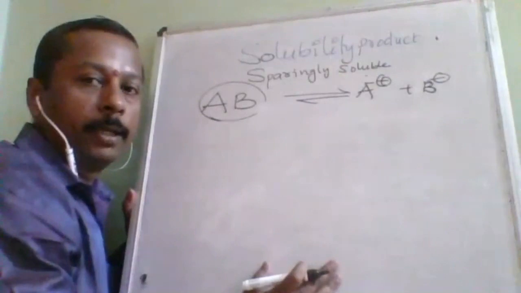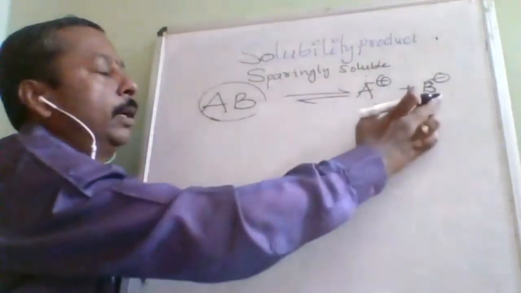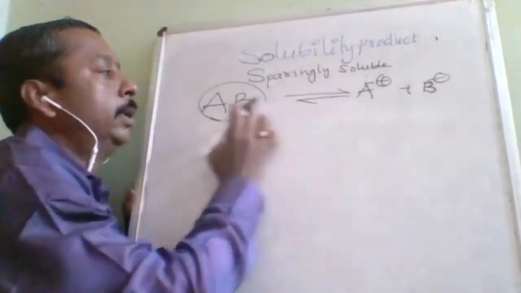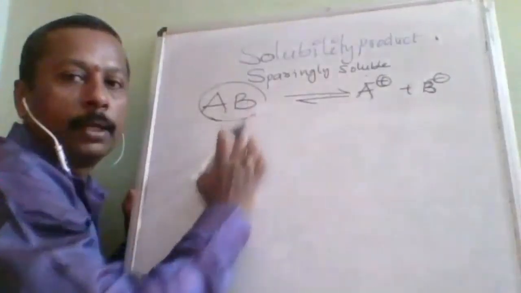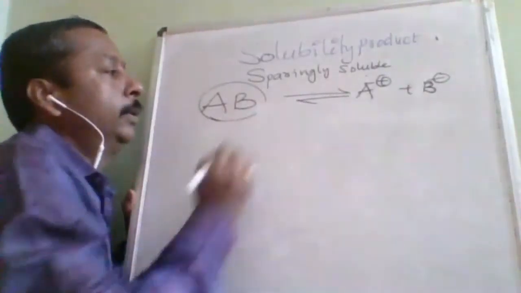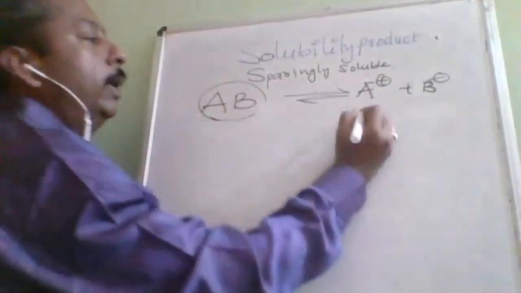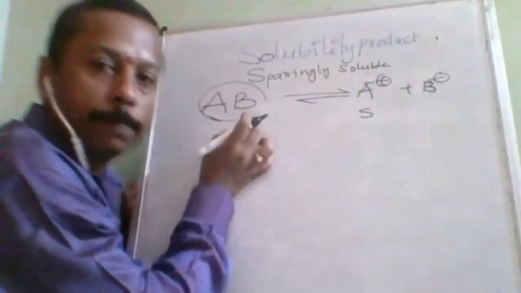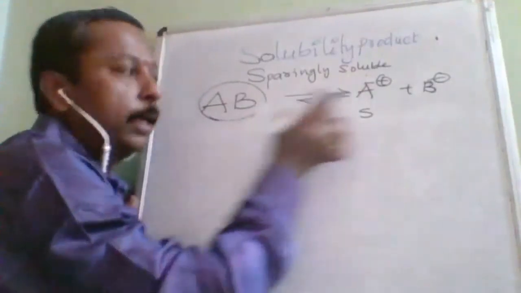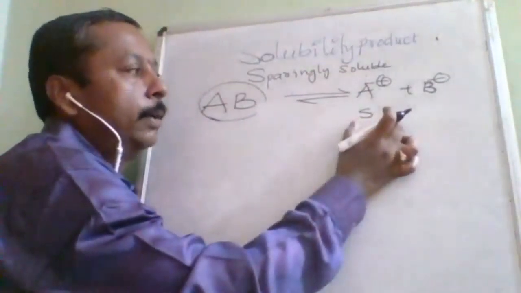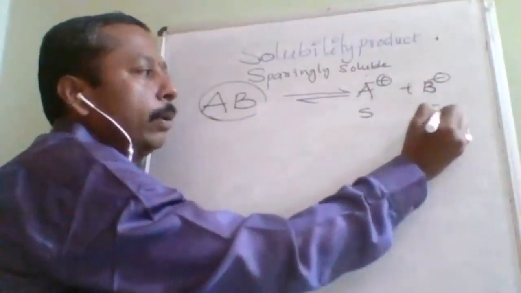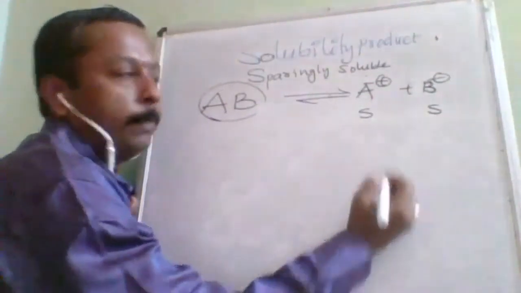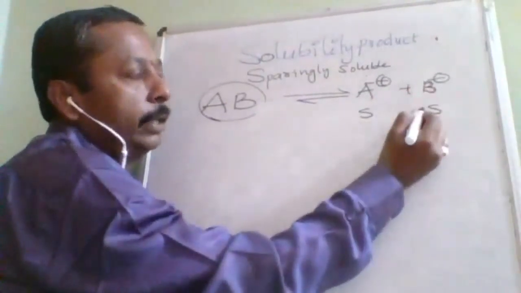Solubility is affected by the stoichiometry of the salt given. Okay, now for 1 molarity, let us take S moles per liter of AB converted into A positive. At the same time, B negative will also be S only. Suppose here it is 2B minus, then it will be 2S.